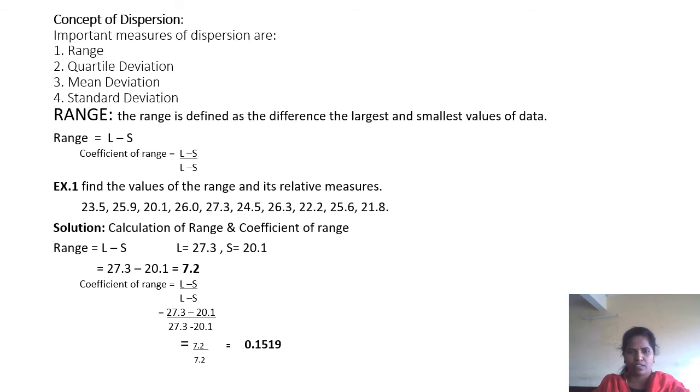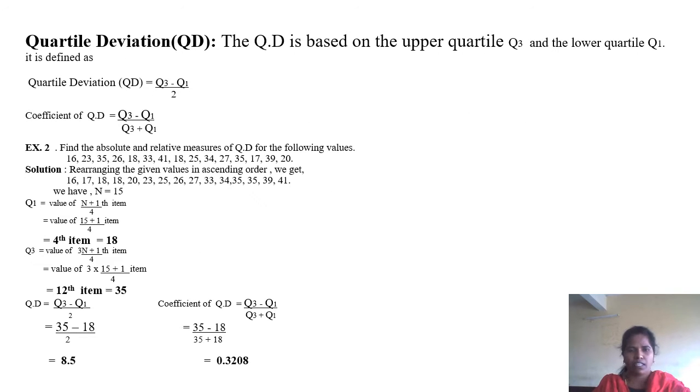Next method, that is quartile deviation. Quartile deviation, that is upper quartile and lower quartile, that is Q3 and Q1, is defined as the quartile deviation.